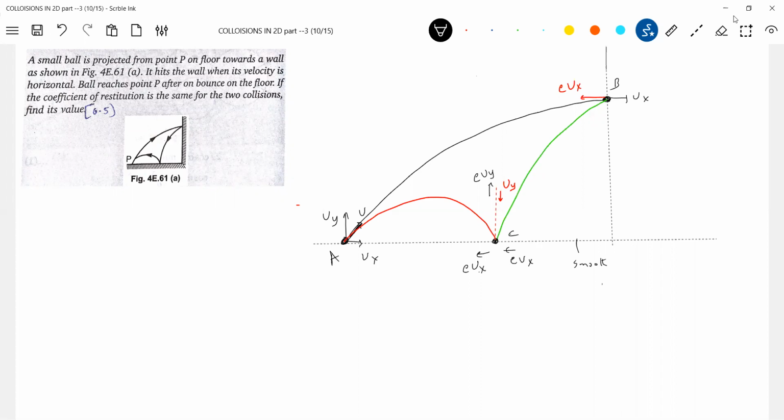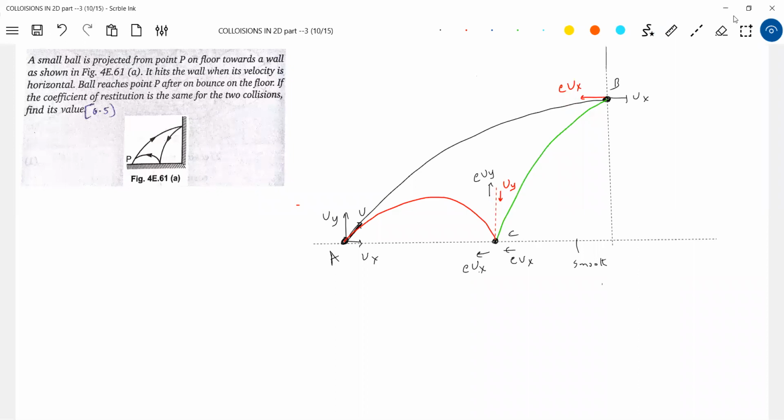Tell me what equations we should write. It is asking for the coefficient of restitution. How to bring that in, because we don't have any further information? From where to bring that coefficient of restitution? Shall we apply collision here? Already we applied it, no? It collides with the wall with a speed ux, it will rebound with eux. It will collide with the horizontal ground with a speed uy, it will rebound with euy. Collision concept is that. Now I should take help of projectile motion.